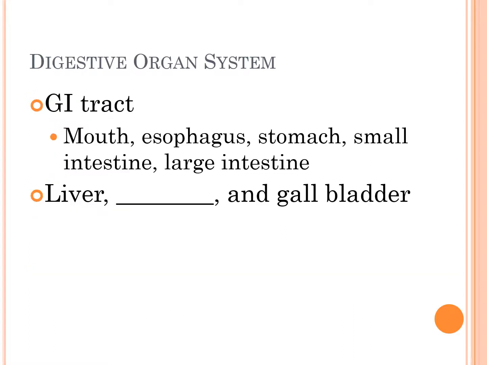So as we talk about the digestive system, we will consider the organs of the gastrointestinal tract, the mouth, esophagus, stomach, small intestine, and large intestine. There are some accessory organs. The liver goes here. The pancreas is what you would put into this blank spot in your slides. And we also have the gallbladder.